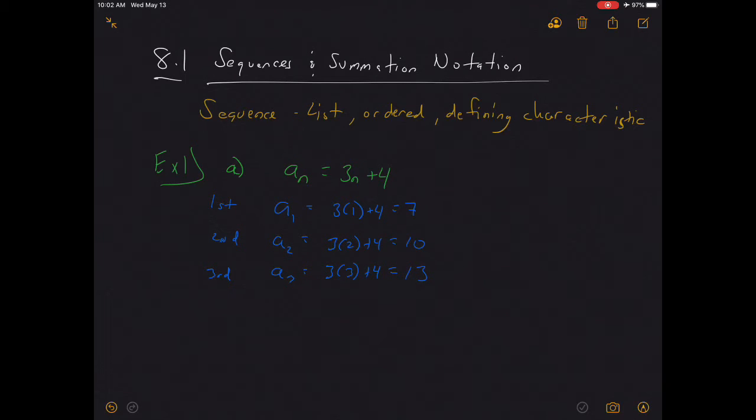And then we'll just do one more. The fourth term of the sequence. Plug in 4 for n on the right-hand side. And then we get 3 times 4 is 12, plus 4 more is 16.